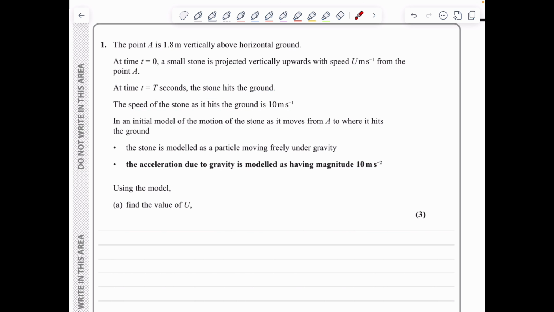In an initial model of the motion of the stone moving from A to hitting the ground, we are assuming that the stone is a particle moving freely under gravity, and the acceleration due to gravity is modeled as having magnitude 10 meters per square second. Notice here we're not going to use the usual 9.8. We need to go with the 10 meters per square second. And using the model, we need to find the value of U.